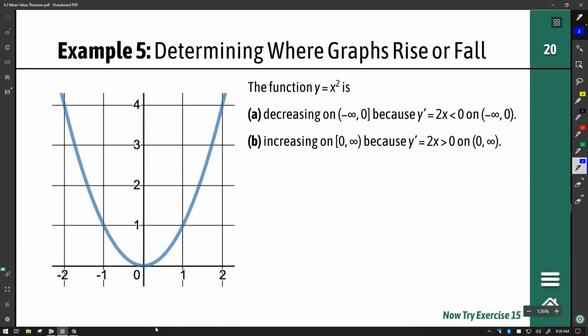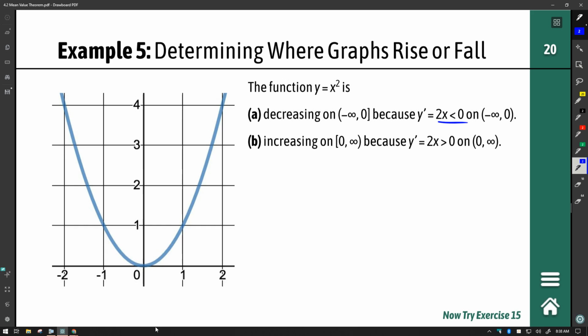Let's see an example of a real function. So here's a function we're all familiar with, y equals x squared. This function is decreasing on the interval negative infinity to 0 because y prime is 2x, and 2x is always negative on the interval negative infinity to 0. So let's take a look at this.